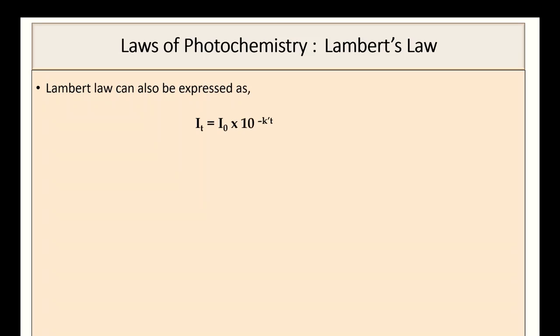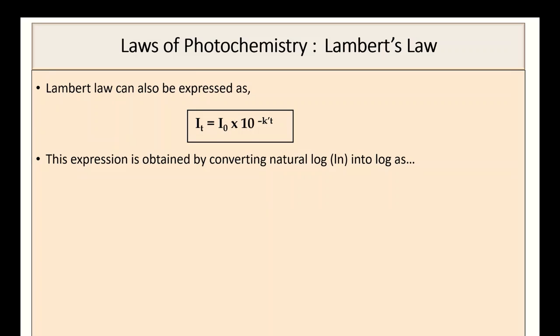Okay. Also, Lambert's law can be expressed as It is equal to I0 into 10 to the power minus k dash t. This expression is obtained by converting the natural logarithm into log, as we have the equation ln It by I0 is equal to minus k1 t. Now if we convert ln, natural log, into the logarithm term, we get 2.303 into log It by I0 is equal to minus k1 t. Okay, when we want to convert natural log into log, we multiply that by 2.303. So we get 2.303 log It by I0 is equal to minus k1 t. That is log of It by I0 is equal to minus of k1 into t by 2.303.